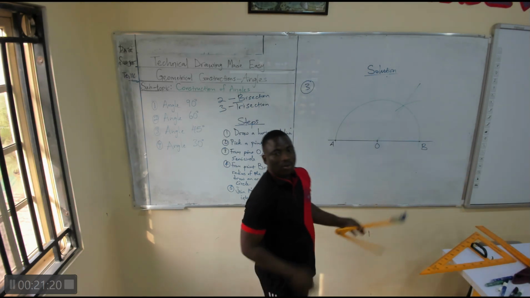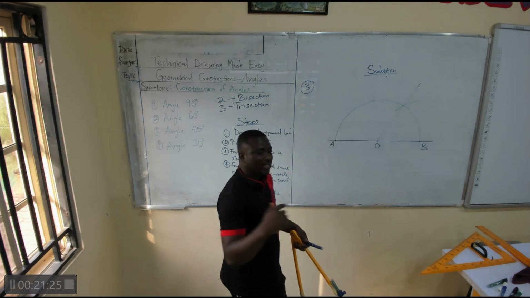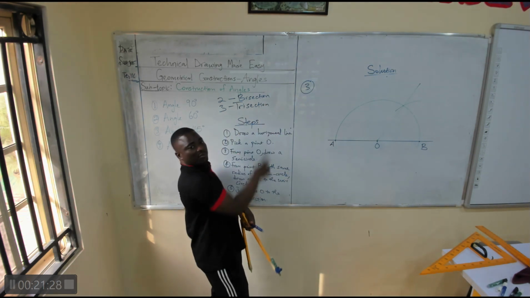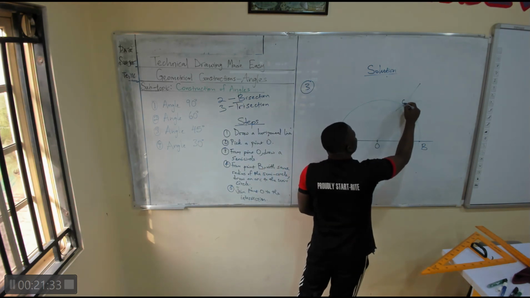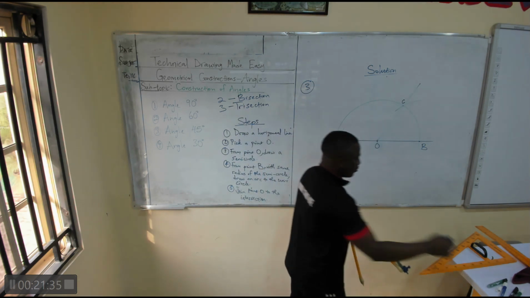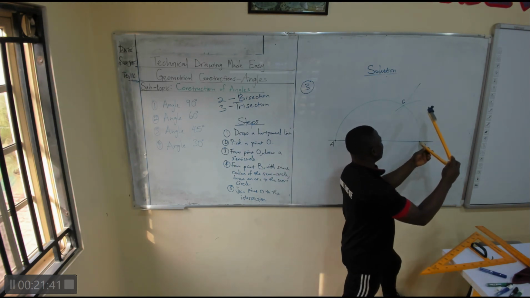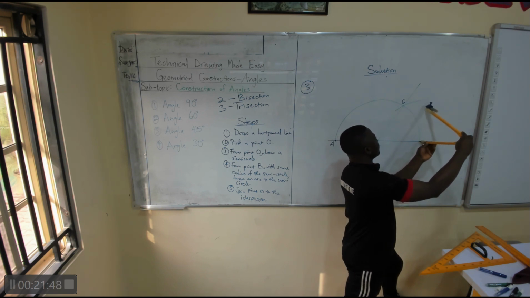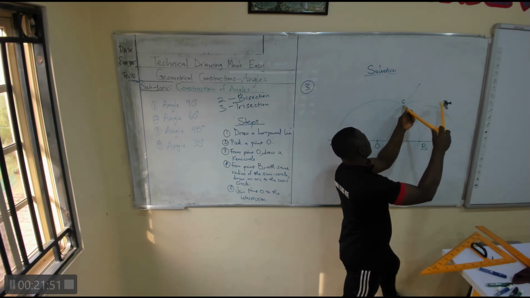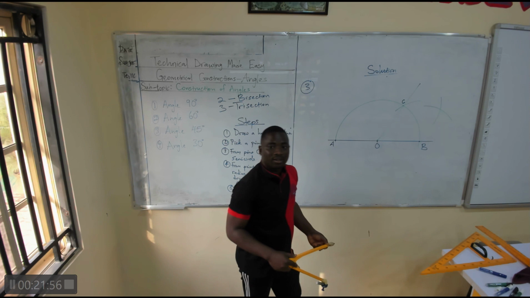Good. But that is not what we are asked to construct. We are asked to construct 30. So to construct 30, I need to what? Bisect. That means divide into 2. So I'll call this point C. So to bisect 60, I'll place my compass at point B. I'll let it not be more than BC, but more than half. So I'll come here, I'll cut an arc forward, I'll come to C, I'll cut another arc forward. Can you see that now?